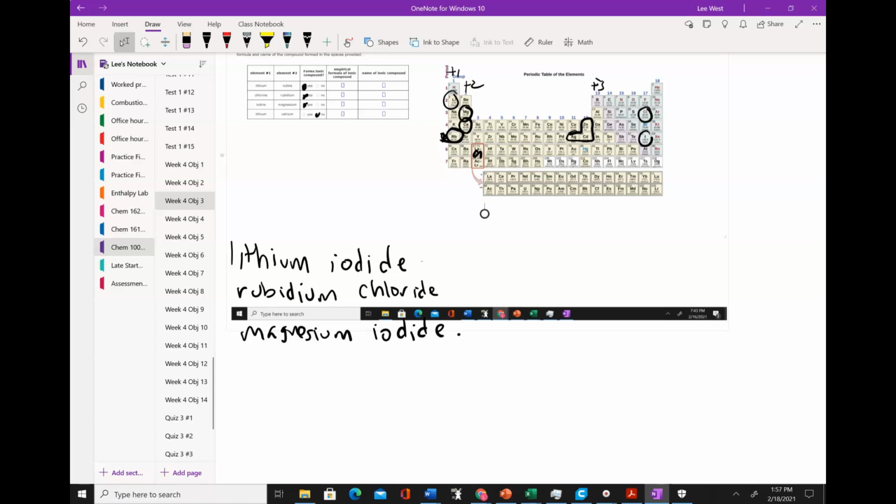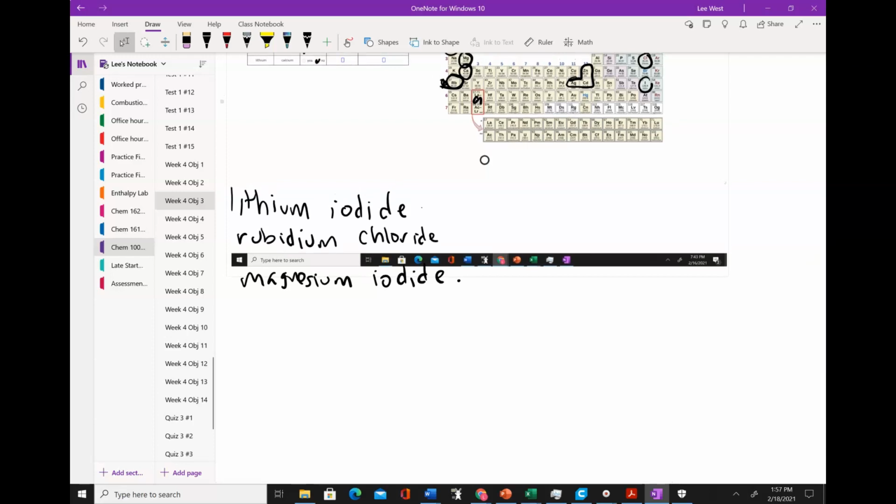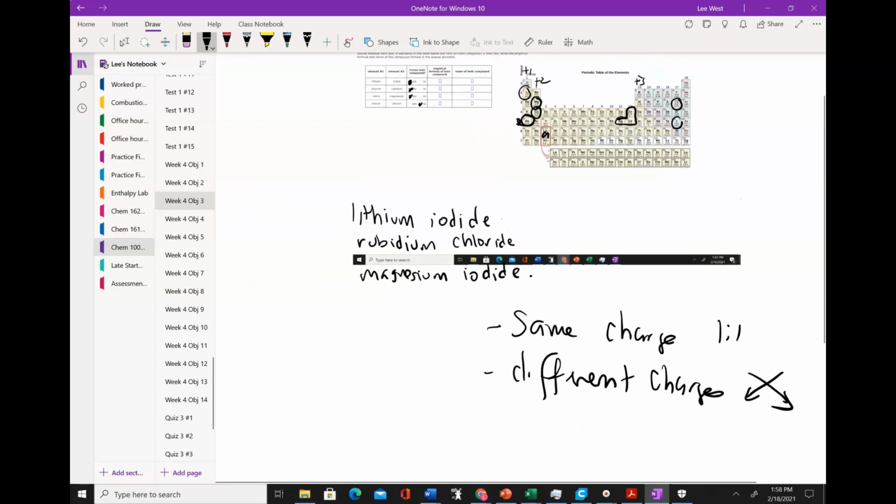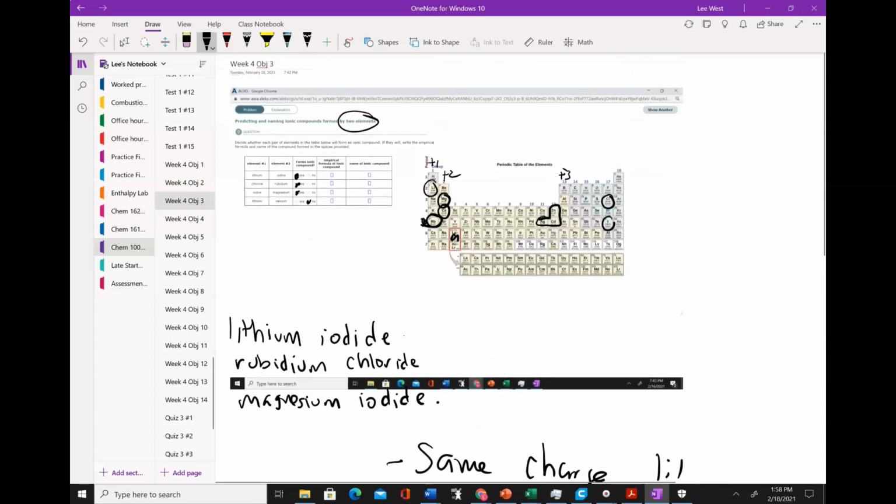Now we're going to do the formulas. Remember, we have two rules for the formulas for ionic compounds. One is if our anion and cation have the same size charge, they're going to combine 1 to 1. And if they have different charges, we're going to do crossover. Okay, how are we going to get the charges?